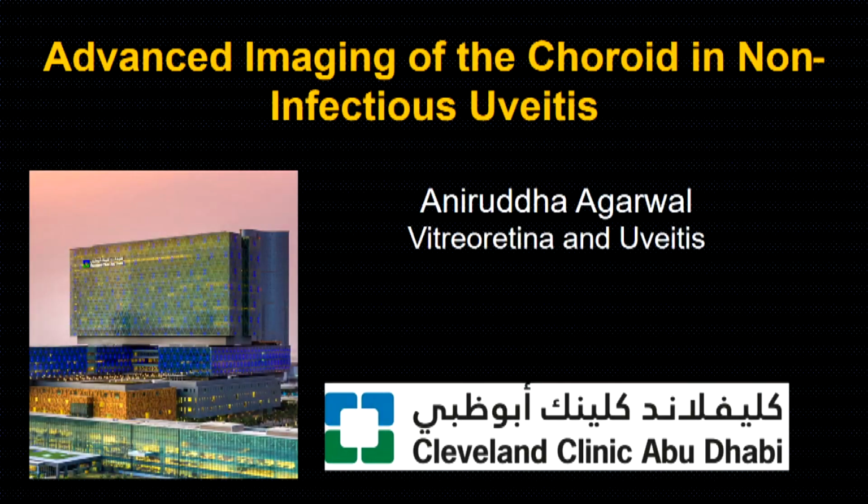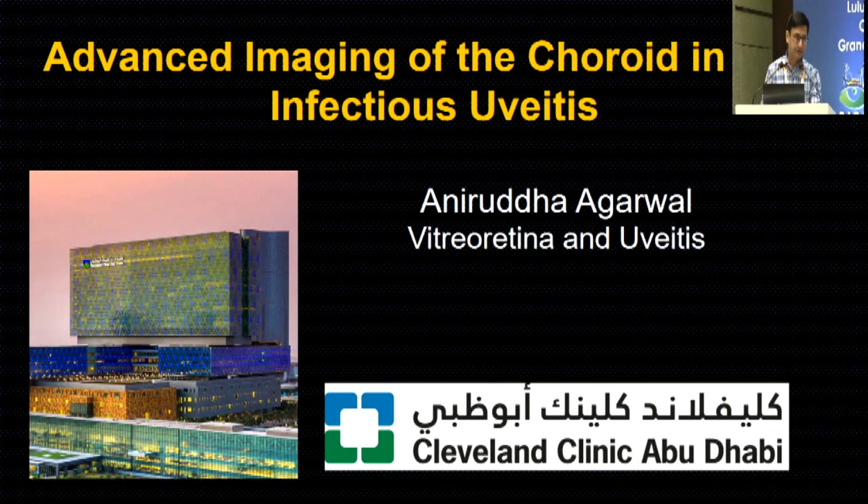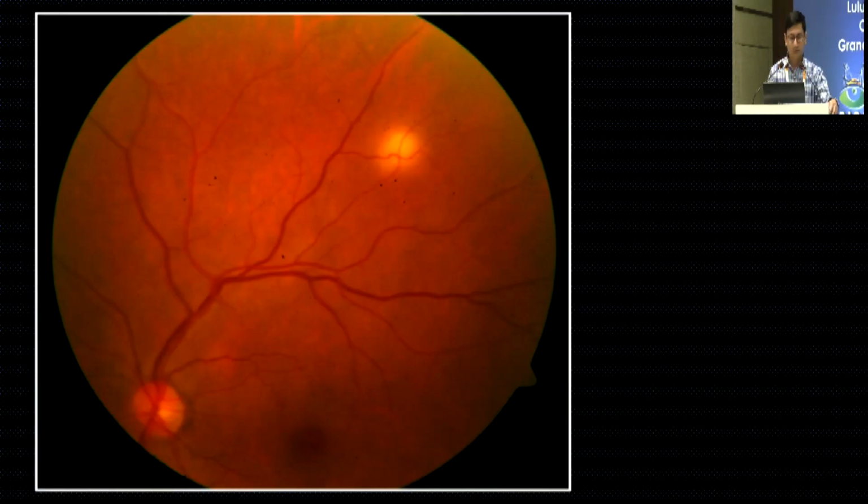So I'm going to be focusing on imaging of the choroid in non-infectious uveitis, and we'll see what is hot and what is not. When it comes to imaging the choroid, we know that we have many lesions which we encounter in clinical practice, and we need to characterize them using imaging. So whether you have a good clinical description or not, the imaging becomes very important when you have lesions, especially when you can't see the whole lesion itself, especially when it's deep in the choroid.